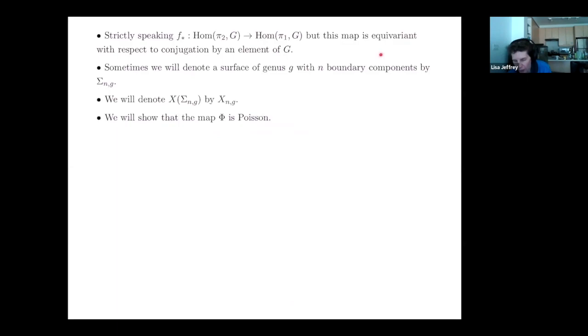For a surface of genus g with n boundary components, I'll write this as sigma sub n,g. And sometimes I write the character variety as X sub n,g. And our objective is to show that the map phi is a Poisson map. I was apprehensive to call these Riemann surfaces because what I'm doing does not really depend on the complex structure. But they're oriented. I am talking about real two-dimensional surfaces, not about complex surfaces, with orientation.